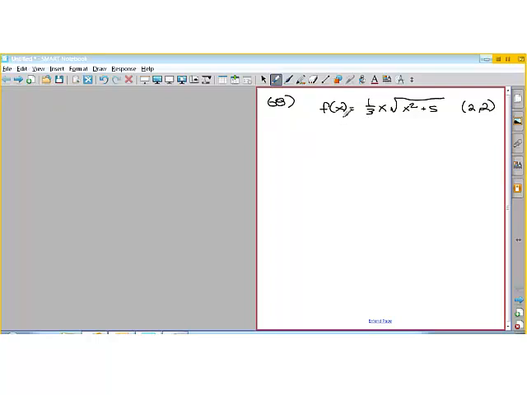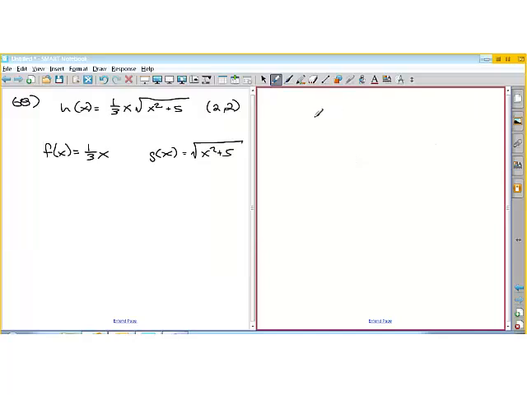So let's just change this to h of x. I'm going to say f of x is equal to 1/3 x, and g of x is equal to the square root of x squared plus 5. For the second one we have to use the chain rule, so let's add a page and do that. We'll let g of u equal the square root of u, and u of x equal x squared plus 5. Plug that in there, we get that.